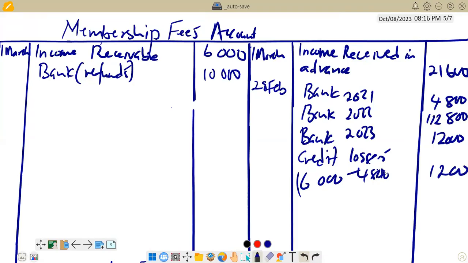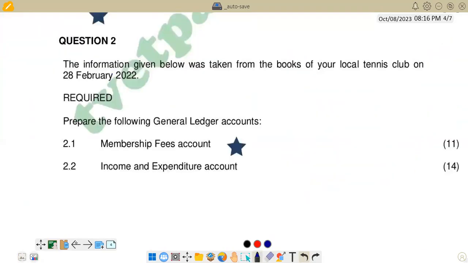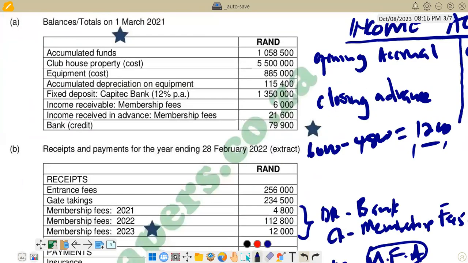4,800 here. Right. So if you calculate the value, you get 1,200. So that's how we treat this one that we are not going to receive. Then we go back to check the next information that we have concerning the membership fees account in our additional information.